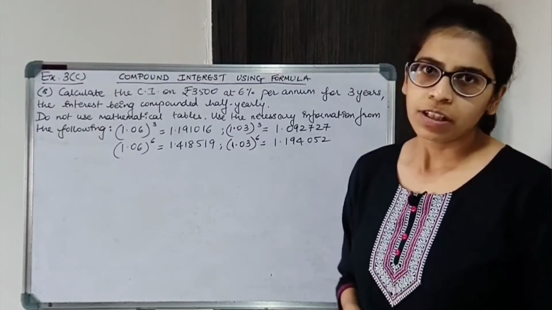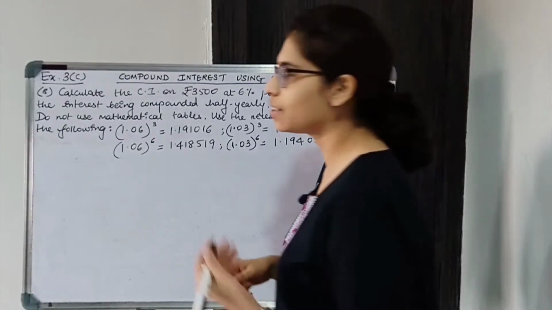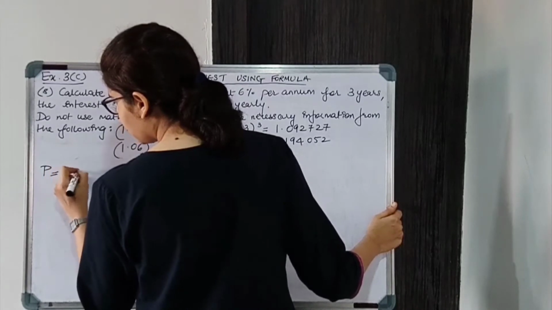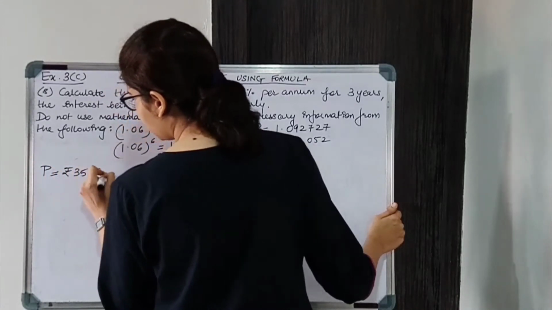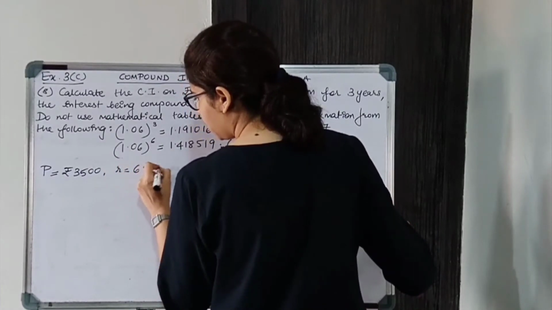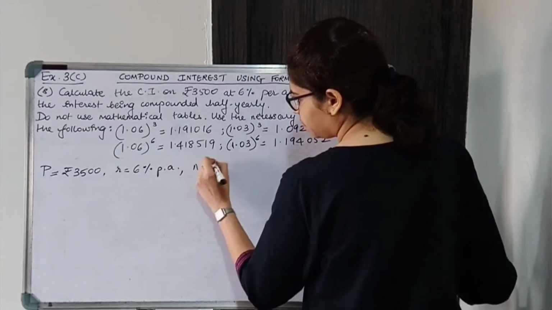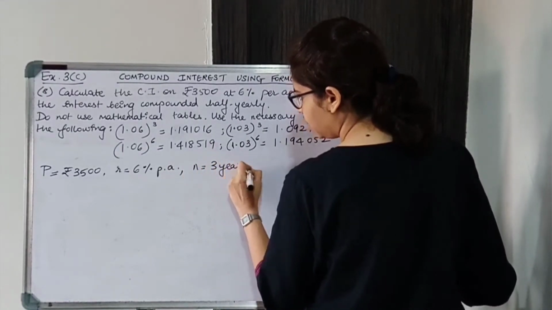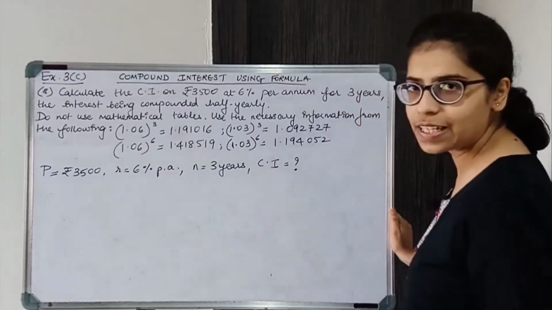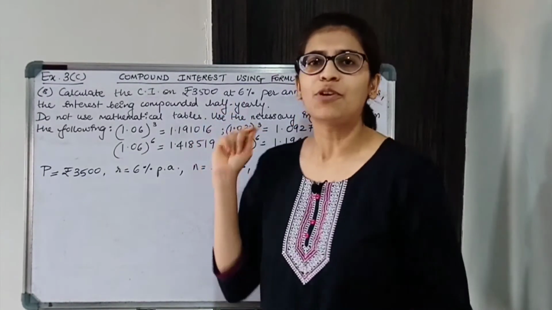So let's write down all the given information. Calculate the CI on rupees 3,500. 3,500 is principal. So principal is 3,500 at 6% per annum. So R is 6% per annum for 3 years. N is 3 years, and we have to find compound interest. So it's very easy. The interest being compounded half yearly. This is the important part.